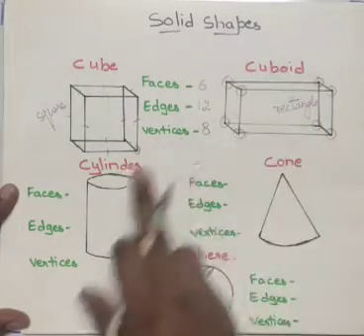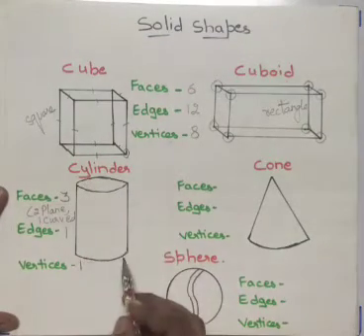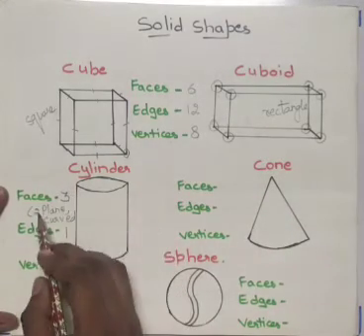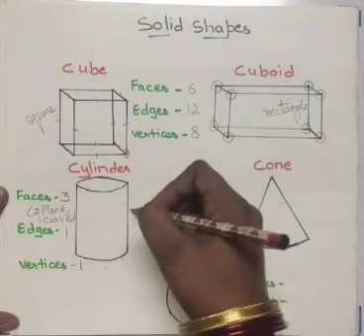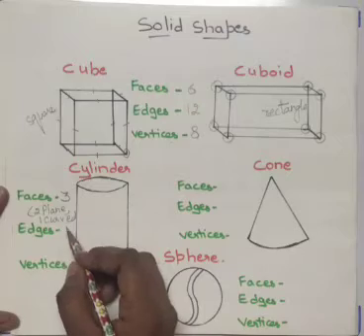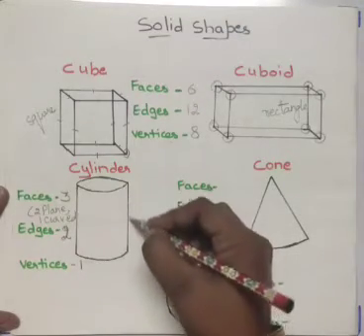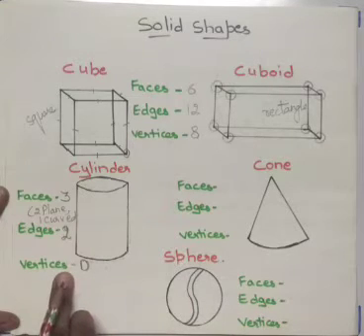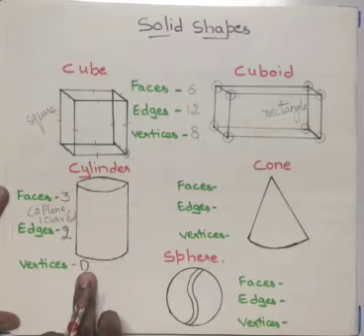Okay, now let's move on to cylinder. A cylinder has 3 faces, 2 plain, the top and bottom one, and 1 curved face. It has 2 edges and 0 vertices. It has 0 vertex, means no corners.